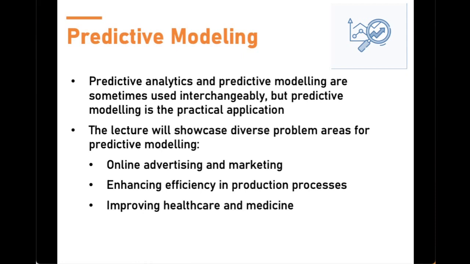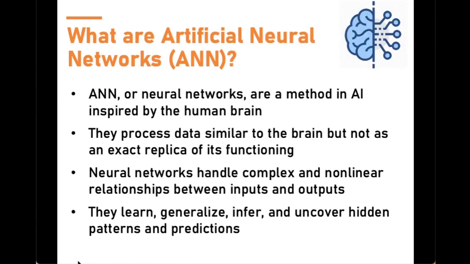Okay, and as we will see in this lecture, predictive modeling techniques can be implemented in a wide range of problem areas or fields, from online advertising and marketing to understanding and enhancing efficiency of production processes to improving healthcare and medicine. Let's now look at artificial neural networks, ANN.